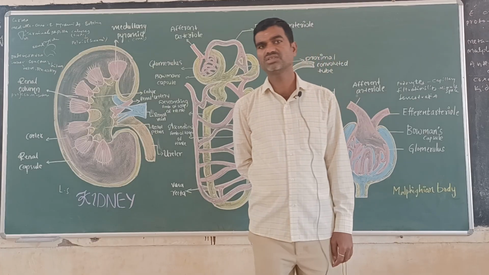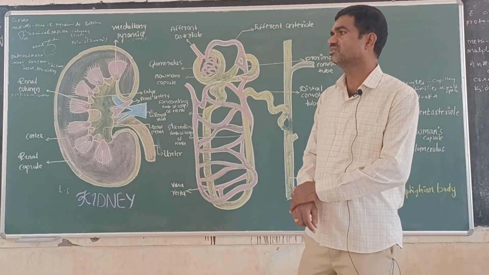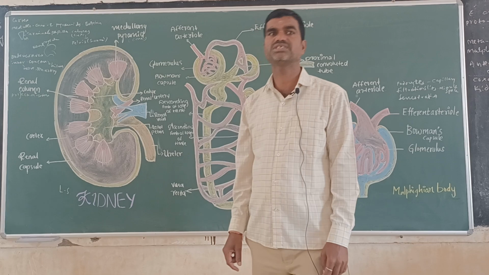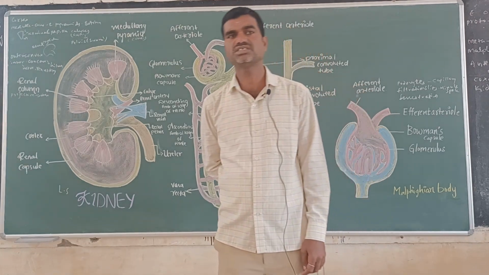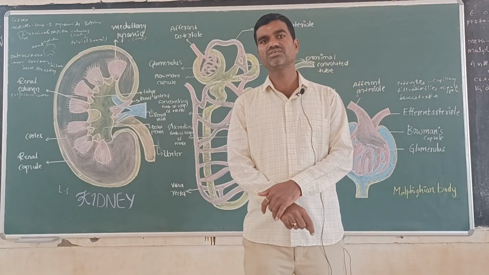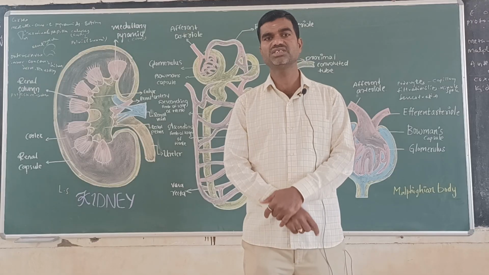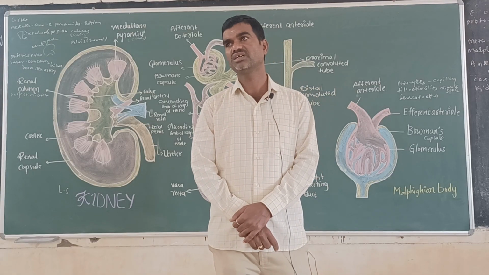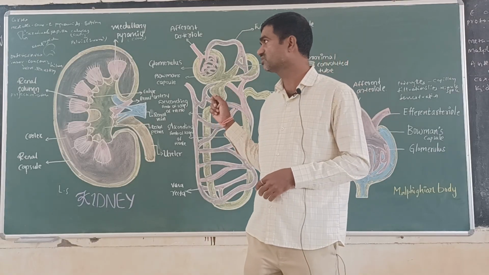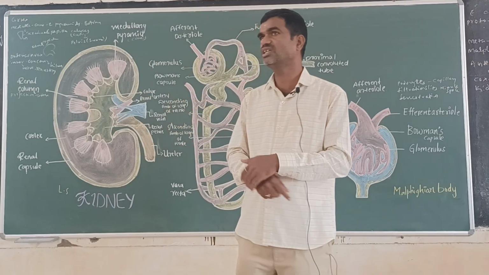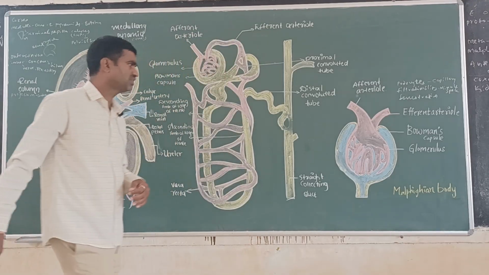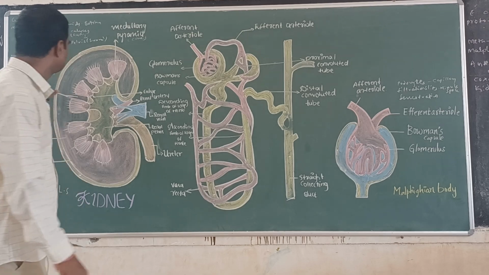Now, coming to the structure of the kidney, which is our new topic today. Generally, kidneys are present in the abdominal region, extending from the thoracic region up to the third lumbar vertebra, in a retroperitoneal position. The right kidney is slightly lower than the left kidney. Kidneys are bean shaped and slightly reddish in color.